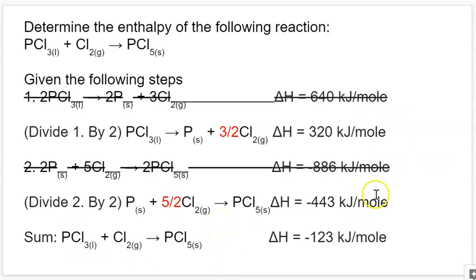And then I'm going to sum up both of these values. The first one was flipped, and then they were both divided by 2, and then I get a total of negative 123 kilojoules per mole at the end.